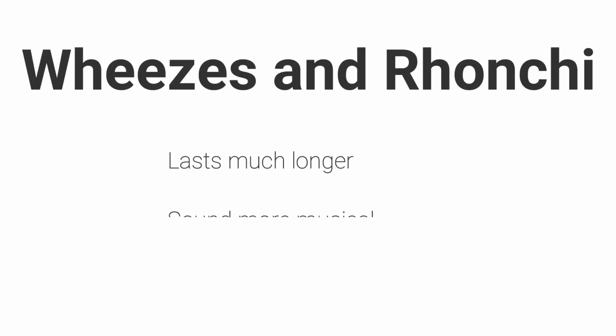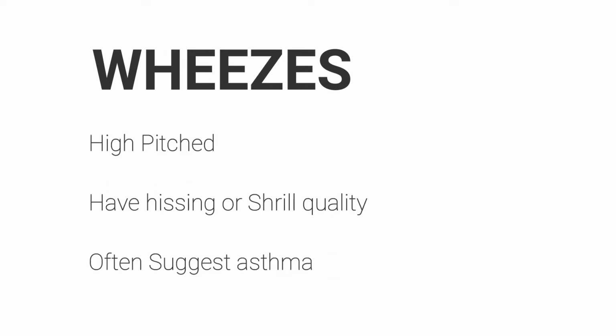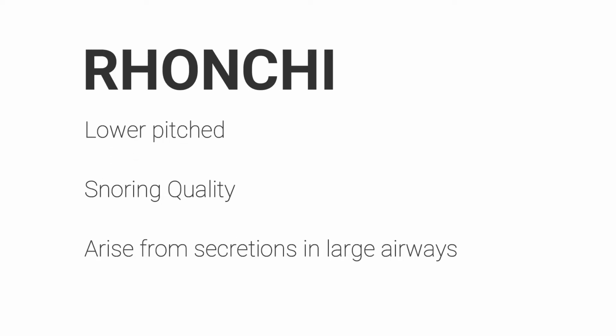Compared to crackles, wheezes and rhonchi last much longer and sound more musical. Wheezes are relatively high pitched and have a hissing or shrill quality and often suggest asthma. Rhonchi have a lower pitched snoring quality and arise from secretions in large airways, as seen in bronchitis.